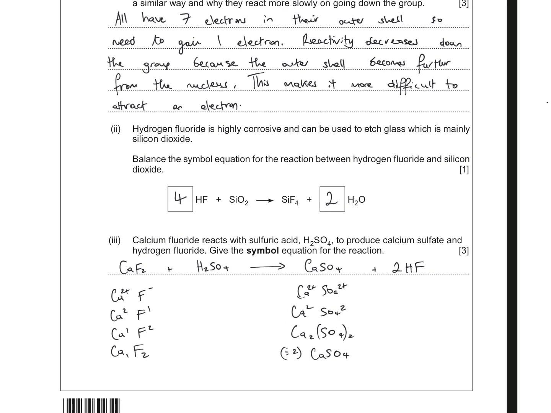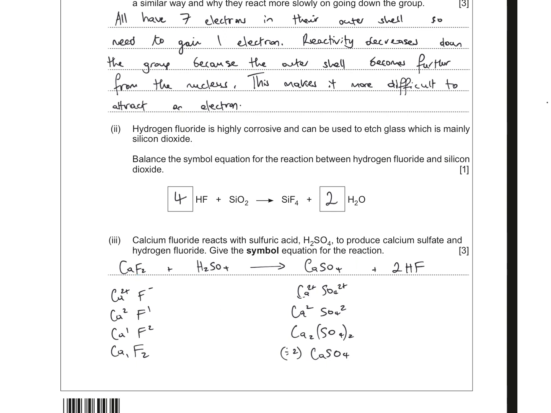Hydrogen fluoride is highly corrosive and can be used to etch glass, which is mainly silicon dioxide. Balance the symbol equation for the reaction between hydrogen fluoride and silicon. 4 and 2. Come and see me if you need some help with this. And our last one here was calcium fluoride reacts with sulfuric acid, H2SO4, to produce calcium sulfate and hydrogen fluoride. Give the symbol equation for the reaction.